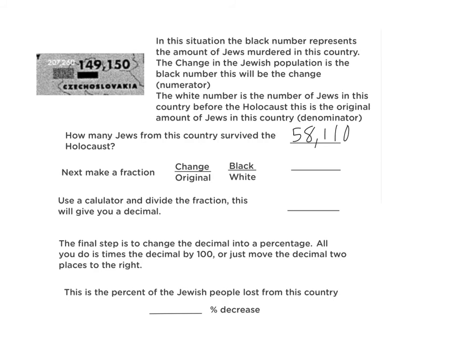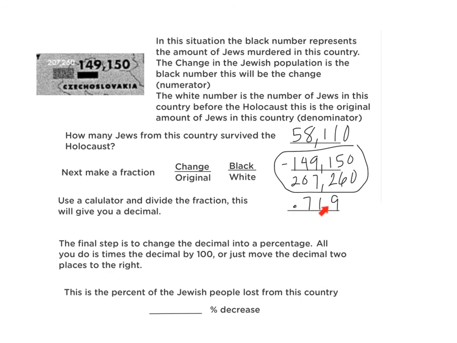The next thing that we're going to do is make a fraction. We're going to take our black number, which is the amount of change, the number of Jews that were murdered, 149,150. That's going to be divided by the original, or the white number, 207,260. Now I'm going to put this fraction into my calculator to get a decimal. 149,150 divided by 207,260 gives me 0.719. Now we're going to move that decimal point over twice.